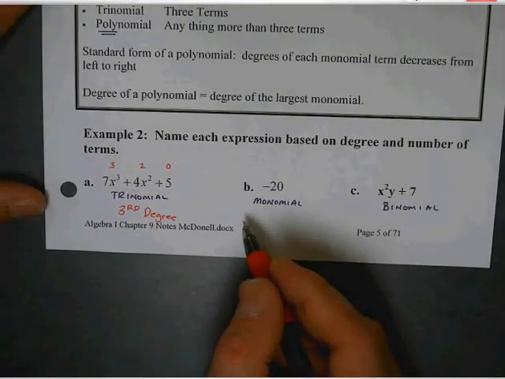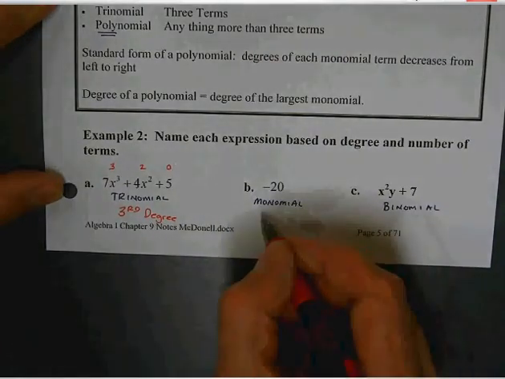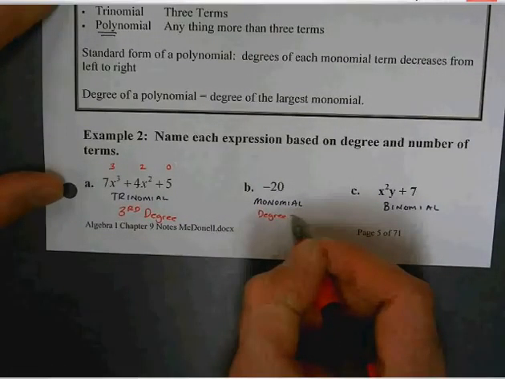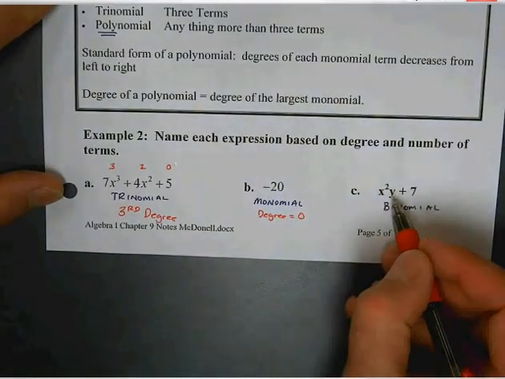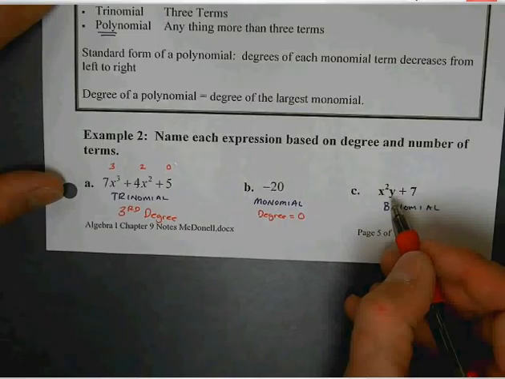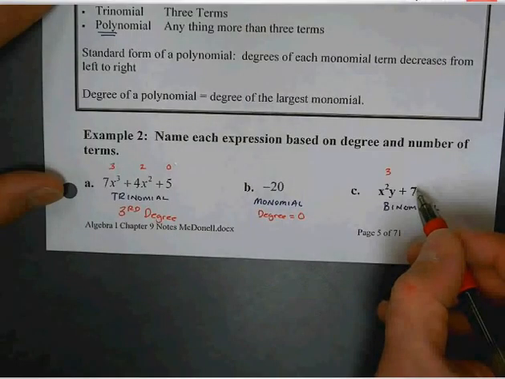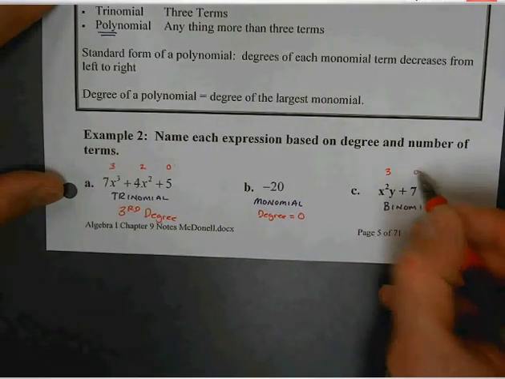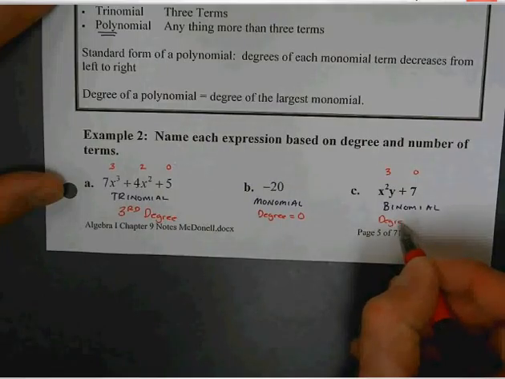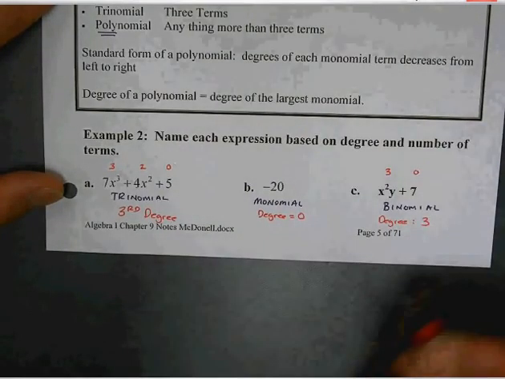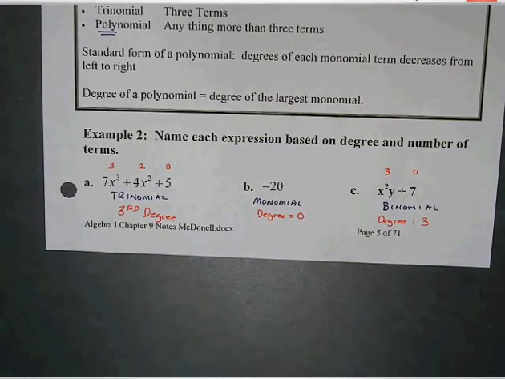All right, negative 20. What's my degree? 0. Good. x squared y. What's my degree? 3. 7. What's my degree? 0. So what's the highest degree of all of them? 3. So as you're classifying it, you're not going to add them together. That's going to be a little confusing when you start to get more complicated stuff. Remember on this first one, the degree is 3. It's not 5. Okay, it's just 3.